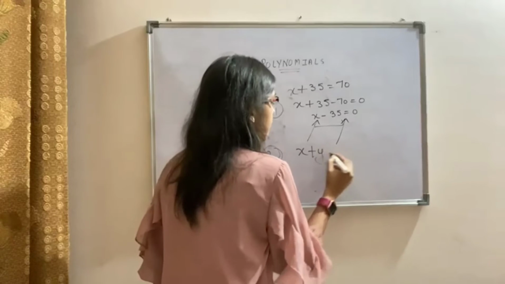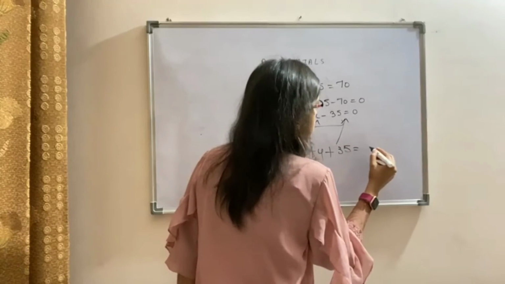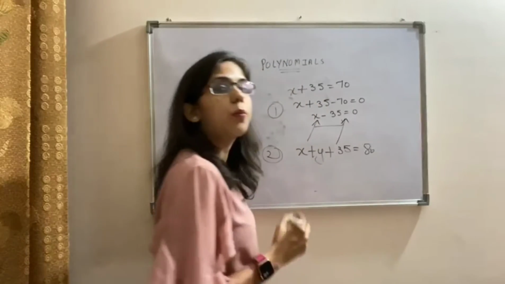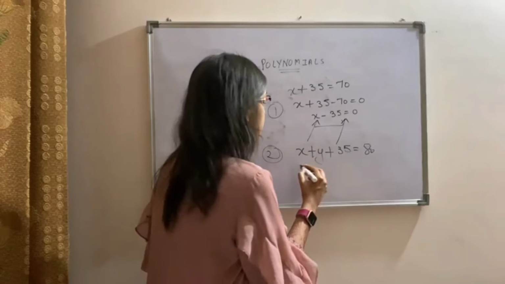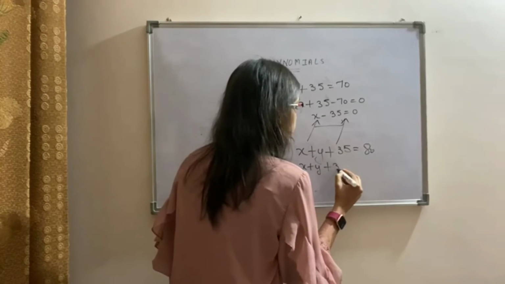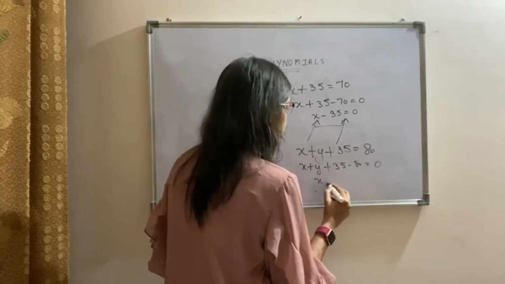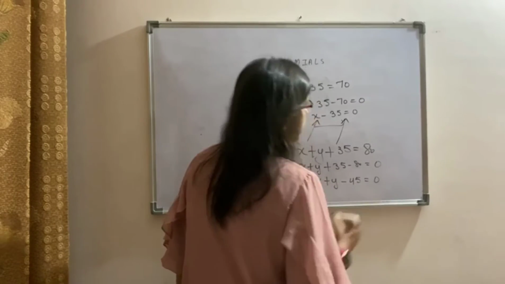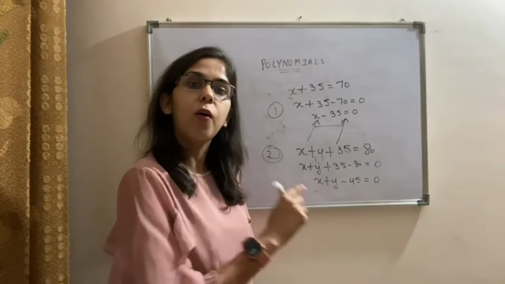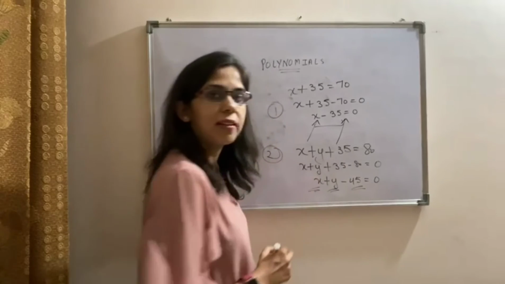Okay? And suppose I take another example, x plus y plus 35 equals, suppose, 80, right? Now if I ask you how many terms are there, first of all you will solve it as 35 minus 80 equals 0, and what would you say? x plus y minus 45 equals 0, right? Now how many terms are there? 1, 2 and 3 terms are there.